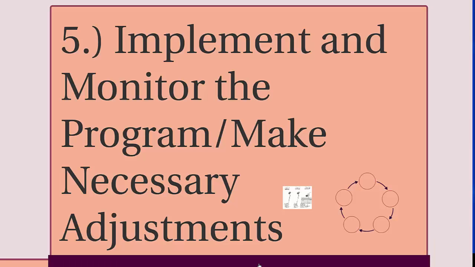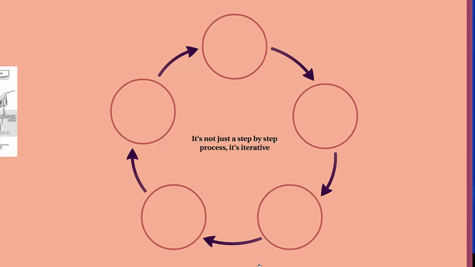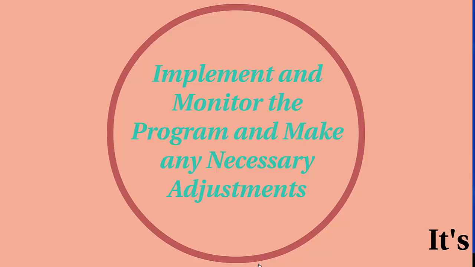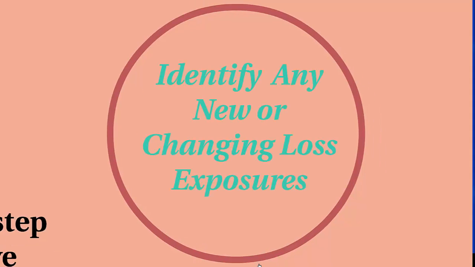The last step in the risk management process is implement and monitor the program and make necessary adjustments. What I really want to point out about this is that it's not just a step-by-step process that stops when you reach the top. It's an iterative process, meaning you continue to go through the steps over and over again, like this cycle. So you've implemented and monitored the program, and you make necessary adjustments as you go. And so you reassess your objectives. Then you identify any new or changing loss exposures.